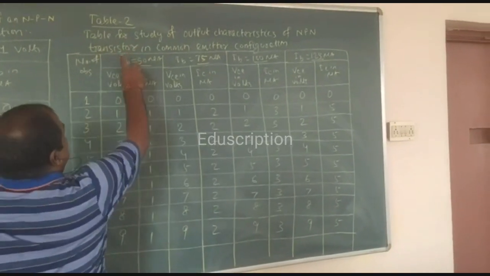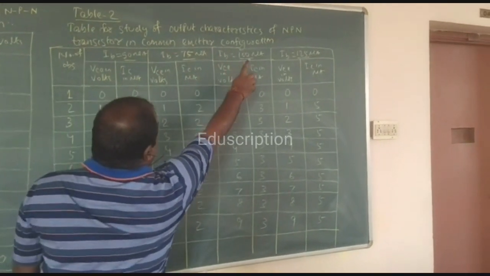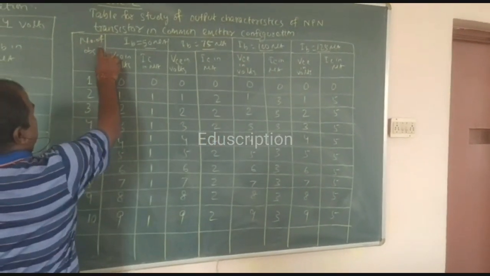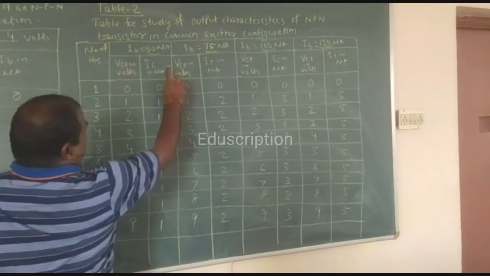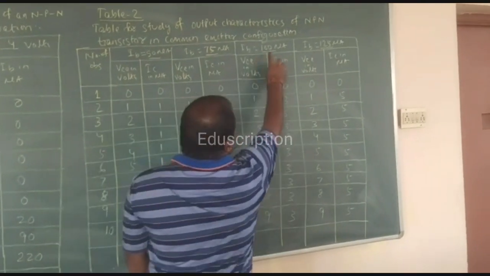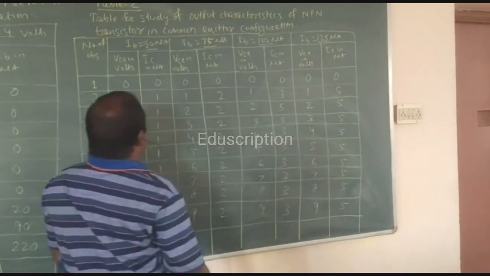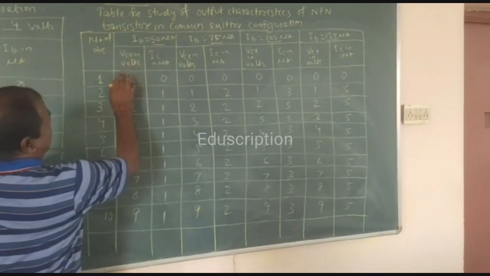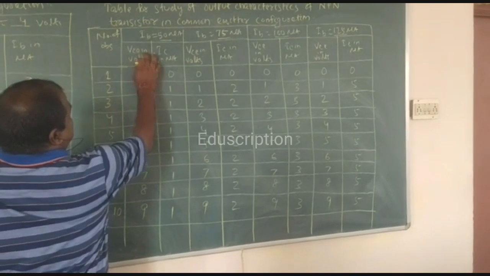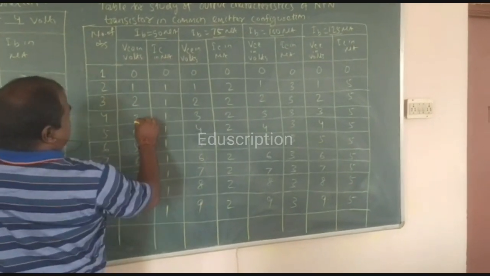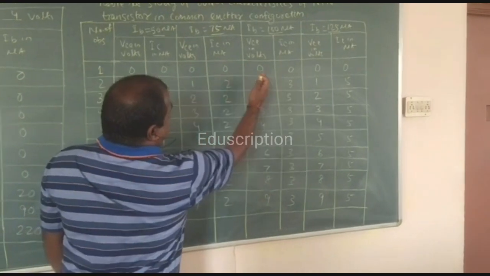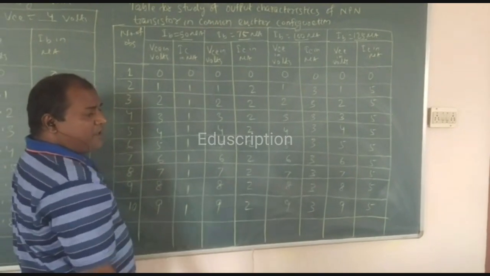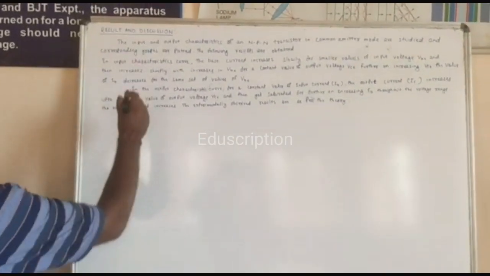See here table 2. Table for study of output characteristic of an NPN transistor in common emitter configuration. Number of observations, IB of 50 microampere, IB of 75 microampere, IB of 100 microampere, and IB of 125 microampere. For IB of 150 microampere, we have to take readings of VCE and IC, that is VCE in volts and IC in milliampere. Similarly for 75, 100 and 125 microampere, and these are the data we have taken from the experiment. Result and discussion.